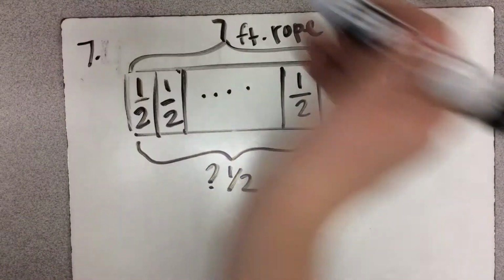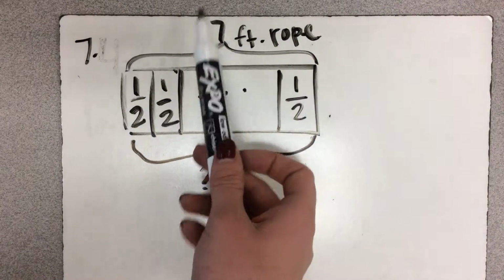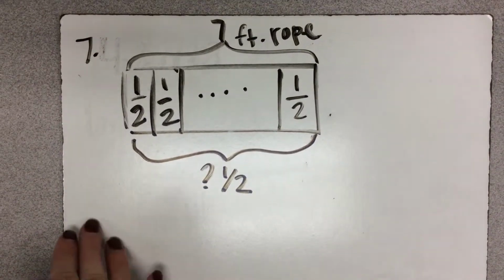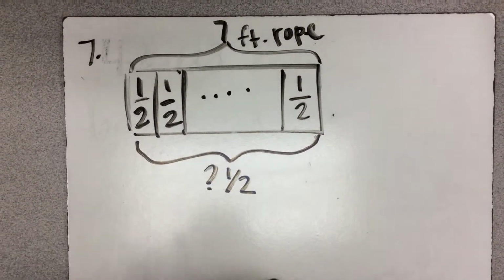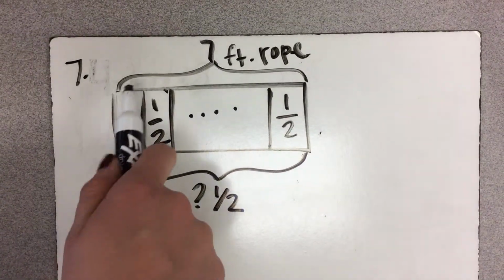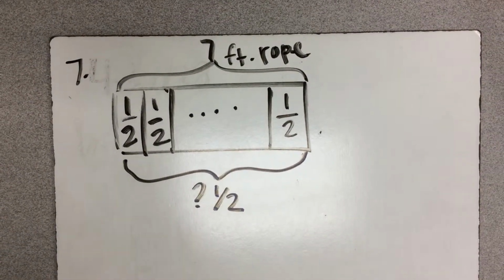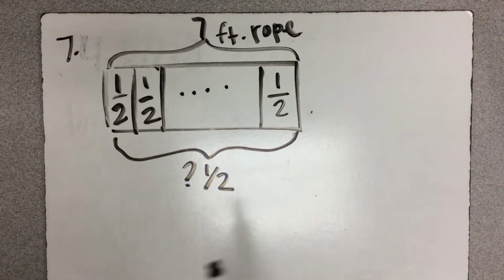Friends, number 7 on Thursday night's homework. We're going to write a story problem about these 7 feet of rope. So we're given a picture and we have to write a story problem that matches it. So let's see, what do we know? We know that the whole rope must be 7 feet because we always label our whole, and our whole is 7 feet of rope. Well, what are we breaking our whole into?